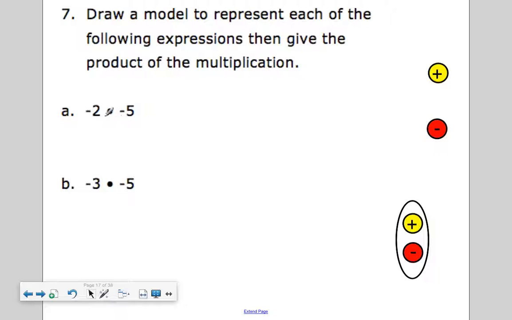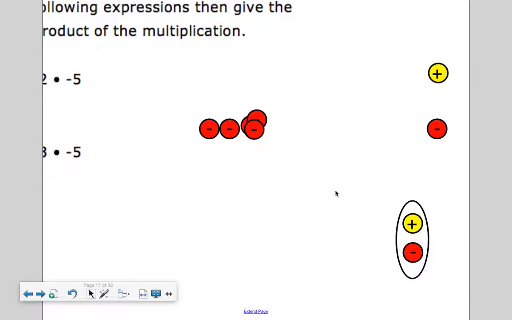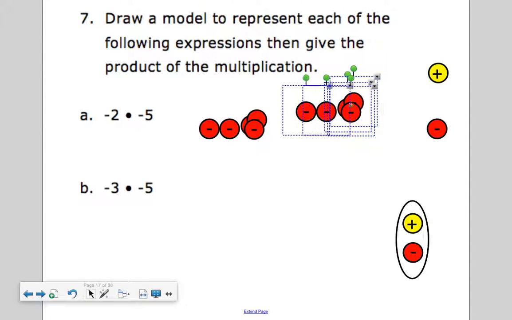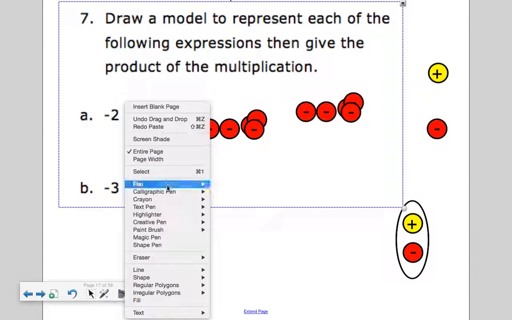So draw a model. Here it says opposite of 2 groups of negative 5. Let's show you what negative 5 looks like. 1, 2, 3, 4, and 5. And so it says we need to do 2 groups of negative 5, which is negative 10. What is the opposite of negative 10? The answer would be 10.